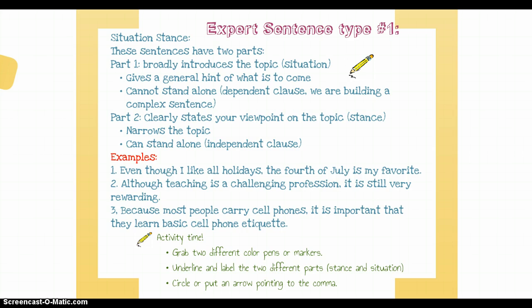So what I would like for you to do for this activity is to go ahead and write these sentences out, and in 2 different colors. If you can pause the video and find 2 different colors of pens or markers, I want you to underline and label the 2 different parts, the stance and the situation. And then also, if you can go ahead and circle or put an arrow pointing to where the comma is, I just really want you to figure out all the different parts of this style of sentence. Okay? Once you're done with that, go ahead and start the video again.